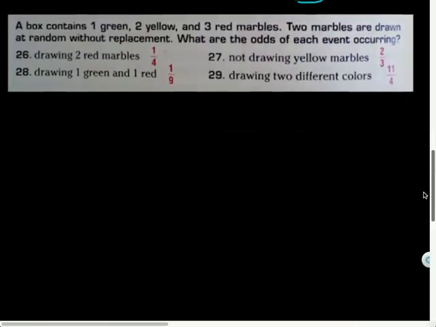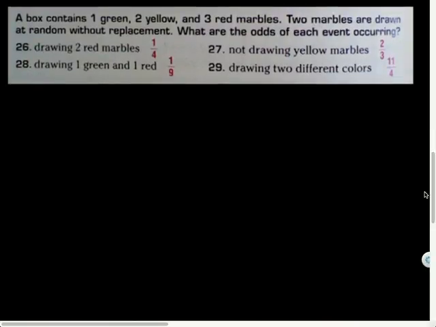So let's see, last question for us to look at. It says a box contains 1 green, 2 yellow, 3 red marbles. 2 marbles are drawn at random without replacement. All right, so you could just assume you reached into the bag. Drawing 2 marbles without replacement is the same as just reaching in the bag and grabbing 2 marbles at the same time.